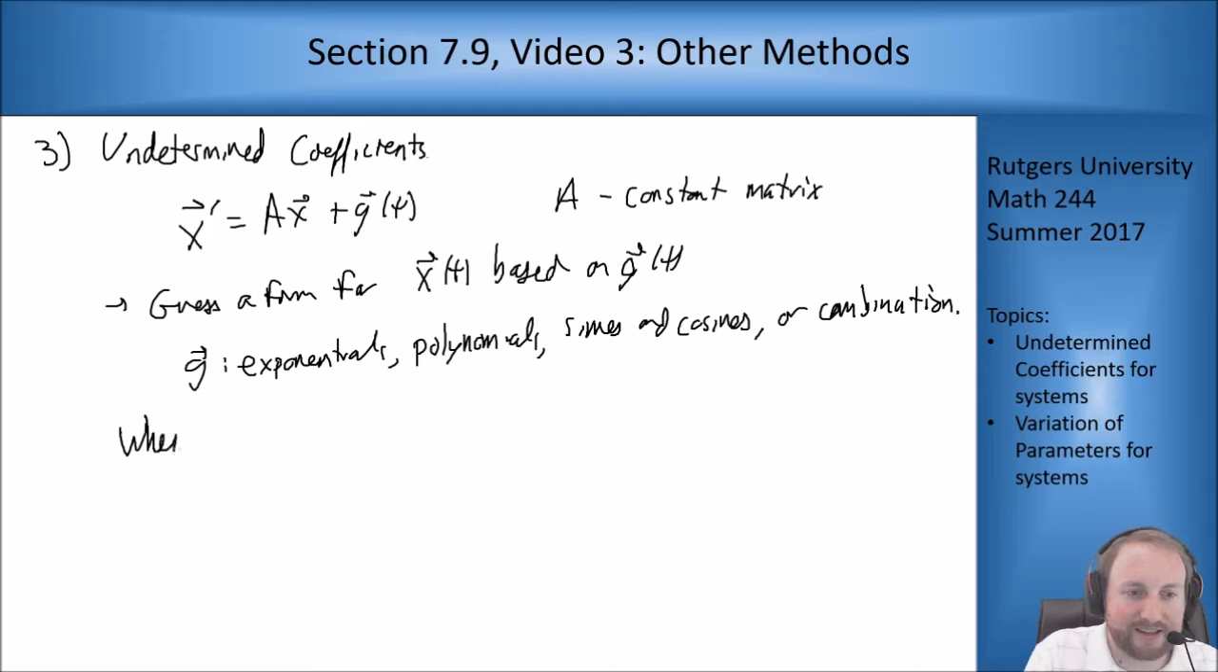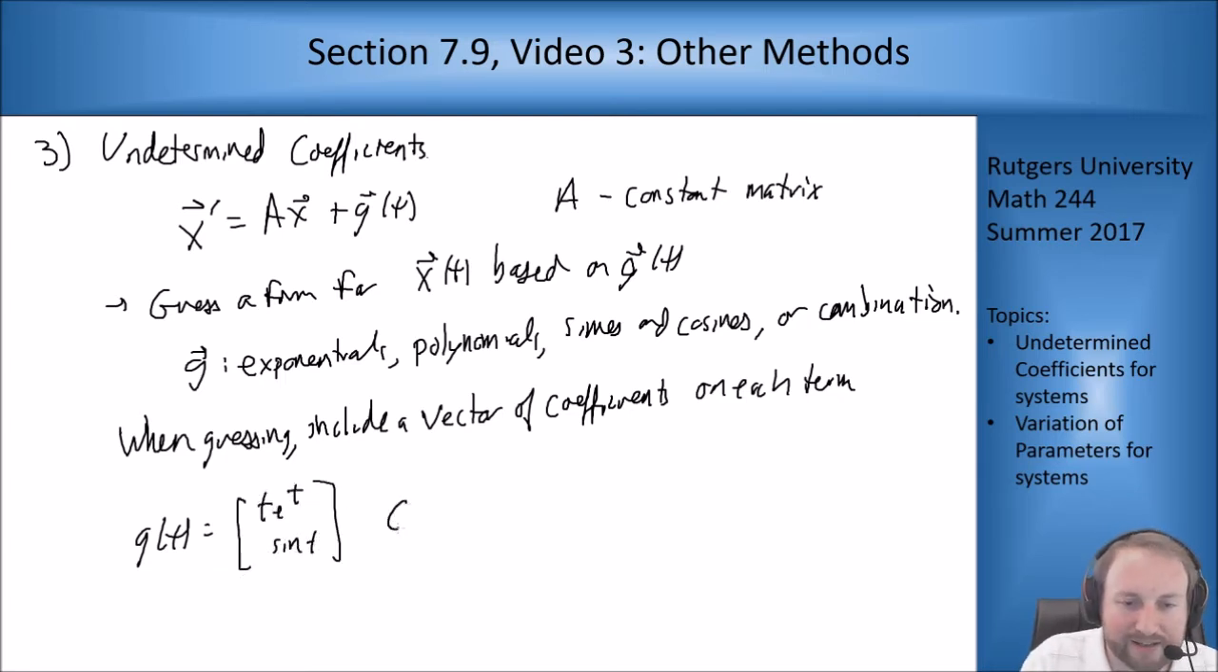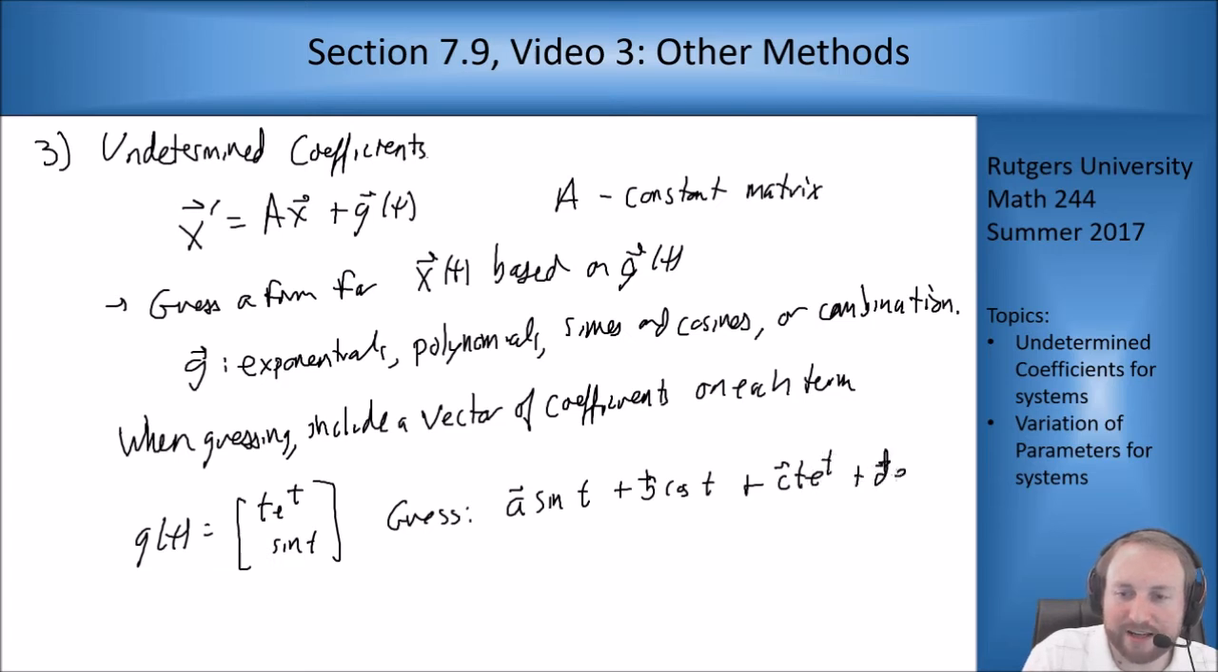So when you're guessing, include a vector of coefficients on each term. For instance, if g of t looks like t e to the t and sine t, then you're going to guess a vector a times sine t, plus a vector b times cosine t, because sines give you cosines, plus a c times t e to the t, plus a d times e to the t.